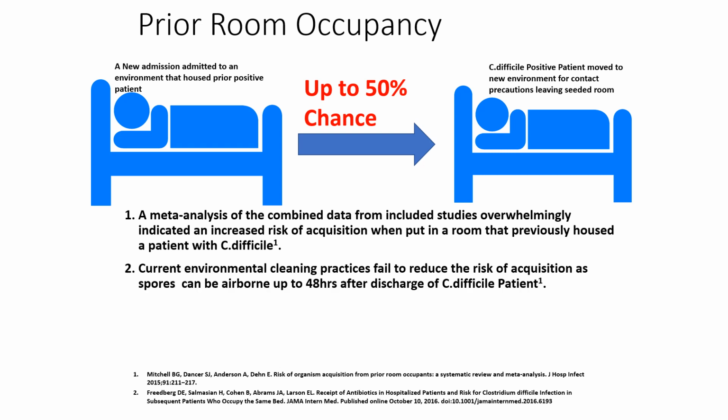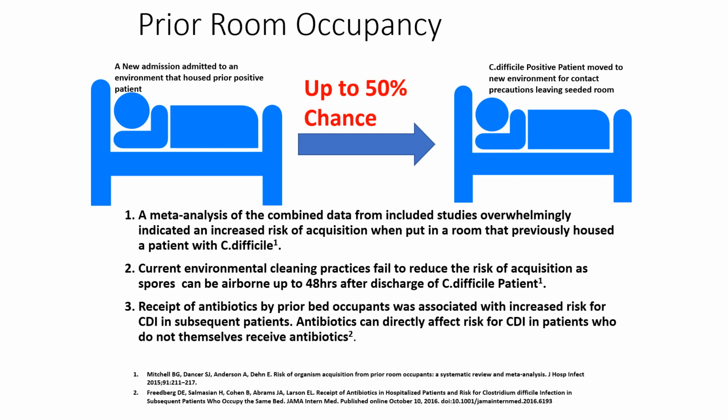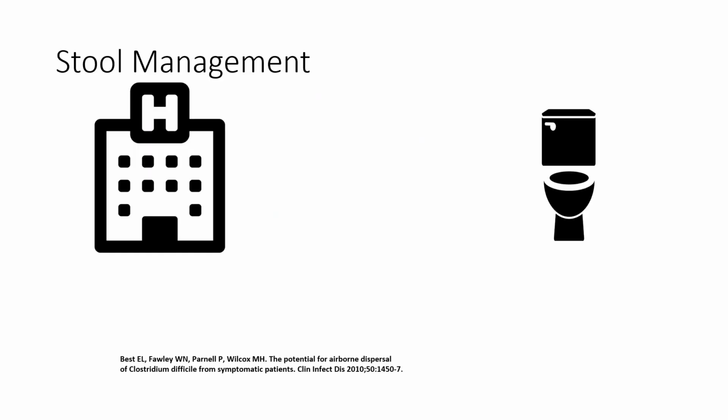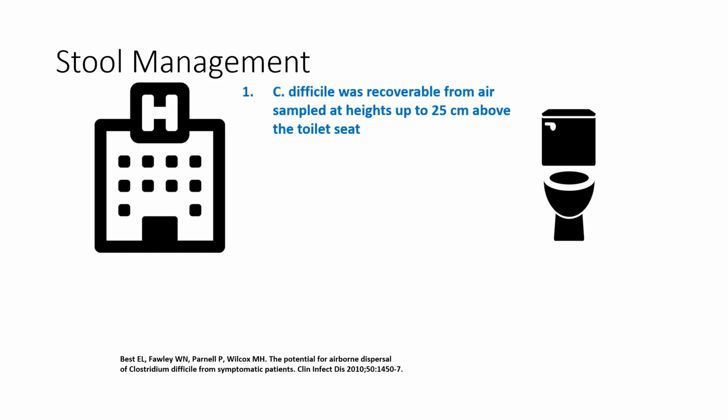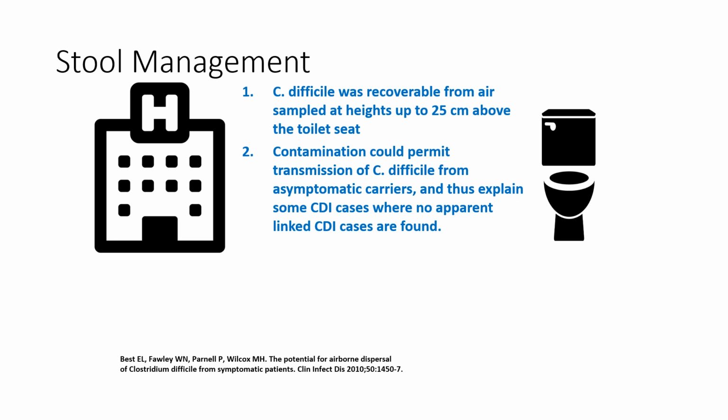Current environmental cleaning practices fail to reduce the risk of acquisition of spores, and they can be airborne up to 48 hours after discharge of C. difficile patients. Receipt of antibiotics by prior bed occupants was associated with an increased risk for C. difficile. Regarding stool management, C. difficile was recoverable from air sampled at heights up to 25 centimeters above the toilet seats. Contamination could permit transmission of C. difficile from asymptomatic carriers, and thus explains some CDI cases where no apparent link is found.